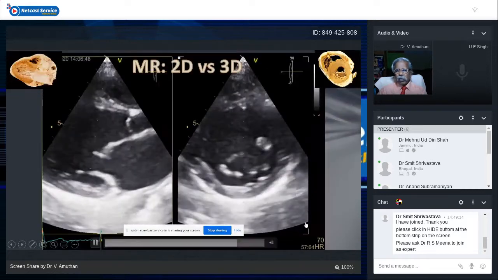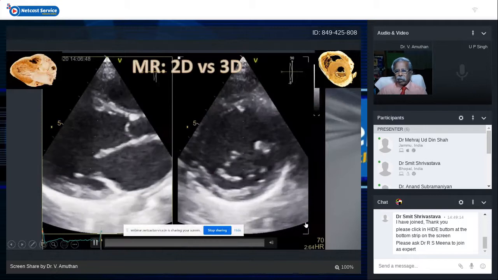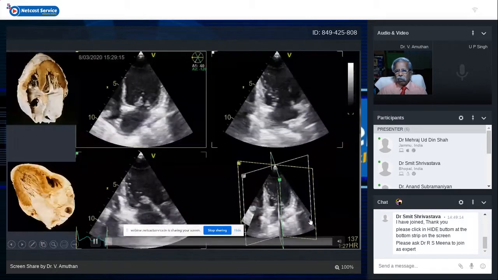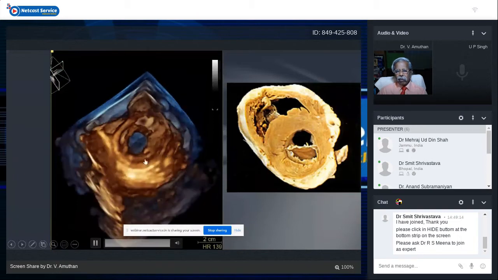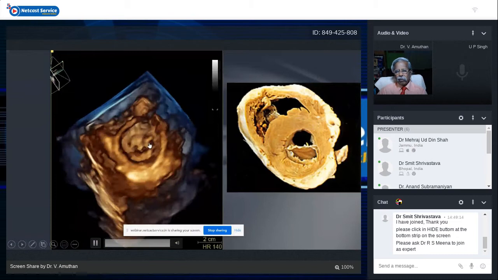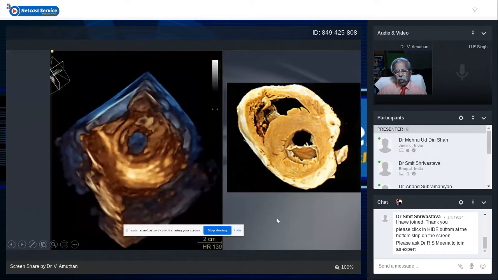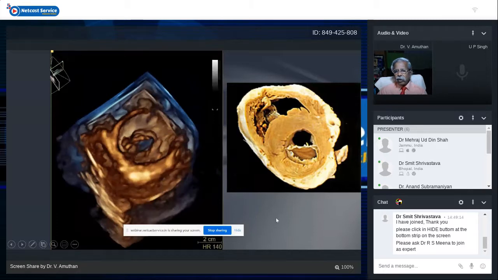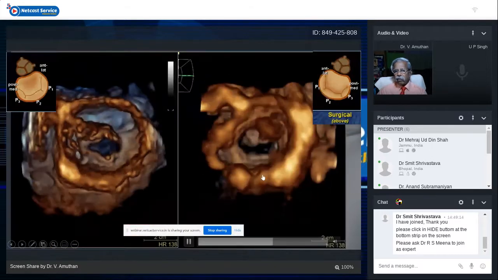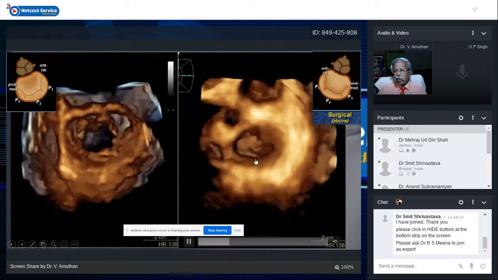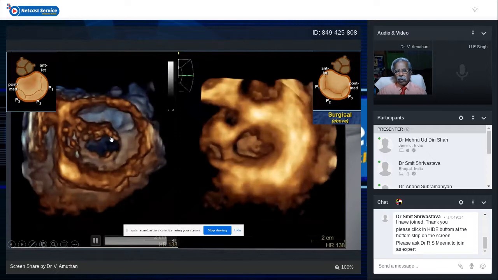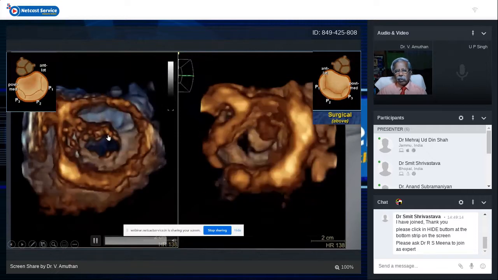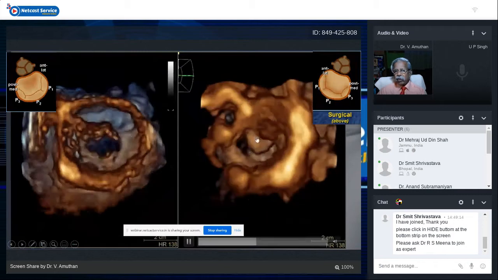This is a comparison of 2D versus 3D. This is the triplane view which you have, and this is the mitral valve apparatus as seen from the RV side, from the apex. This is the normal view which you see in the short axis in 2D also. But in 3D, you have the advantage that you can also see from the left atrial side. This is what you see from the left atrial side. Here, you don't see the chordae tendineae attachment. You can see here the chordae tendineae attachments which are seen here, which is not seen here. It is very smooth.